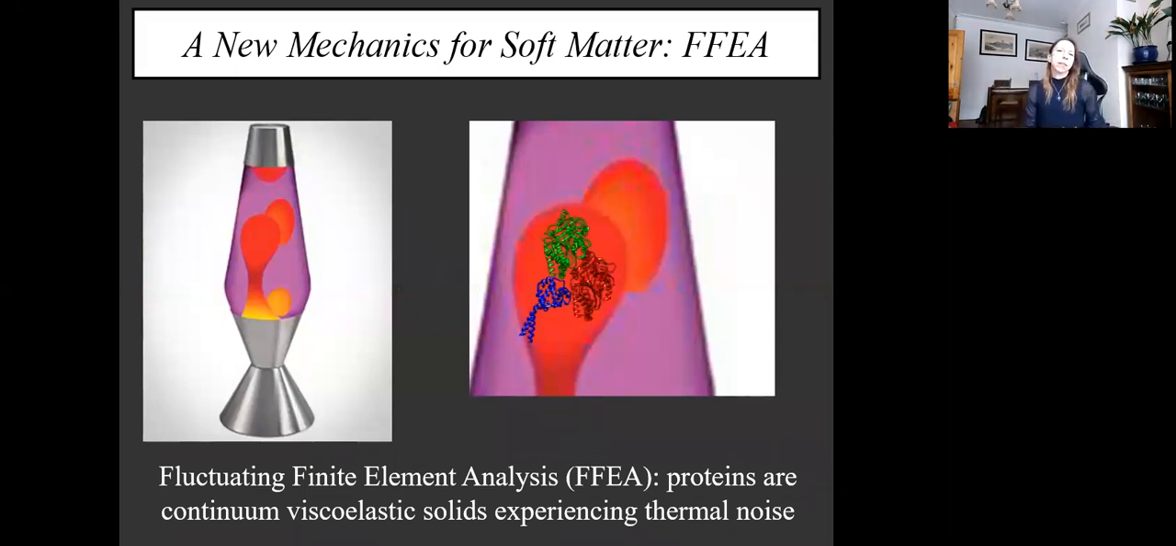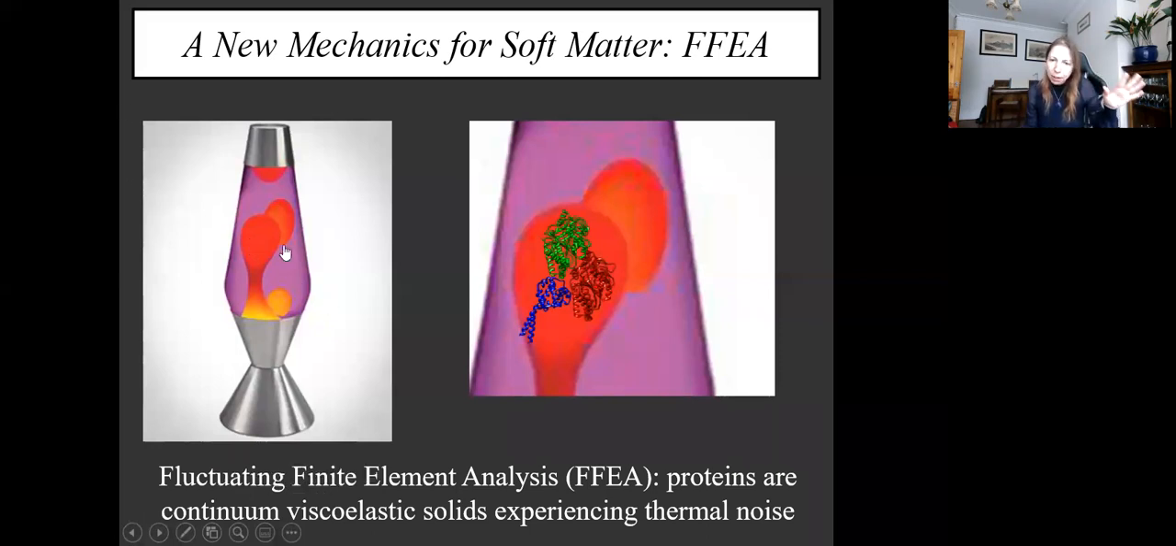So if we're going to deal with these sorts of large objects, we need new types of equations. And what we came up with was this idea of fluctuating finite element analysis. In fluctuating finite element analysis, proteins are continuum viscoelastic solids. They've got an elasticity and a viscosity, and they experience thermal noise, so they're always changing shape. The sort of matter you can imagine in your mind's eye is a bit like a lava lamp, because they have a surface tension and they're sort of blobby.